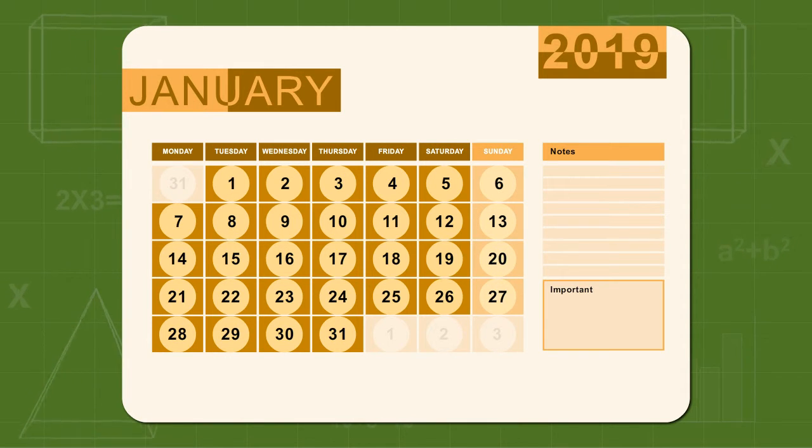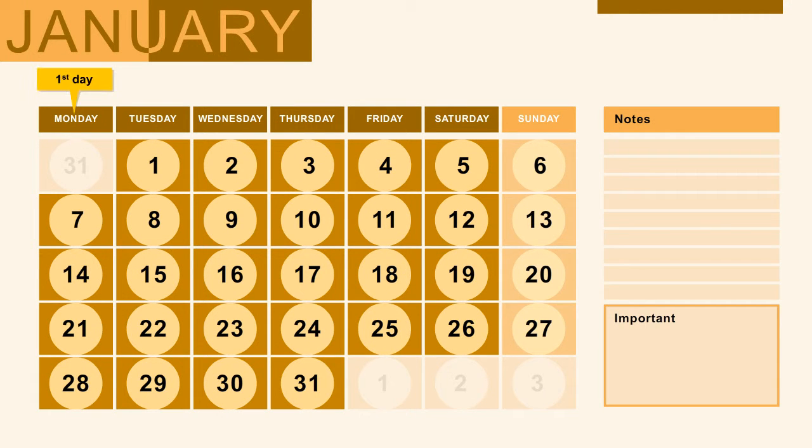There are 7 days in a week and their names are Monday, first day, Tuesday, second day, Wednesday, third day, Thursday, fourth day, Friday, fifth day, Saturday, sixth day, Sunday, seventh day. Monday is the first day of the week and Sunday is the last day of the week. The date on a calendar represents the day, the month and the year.